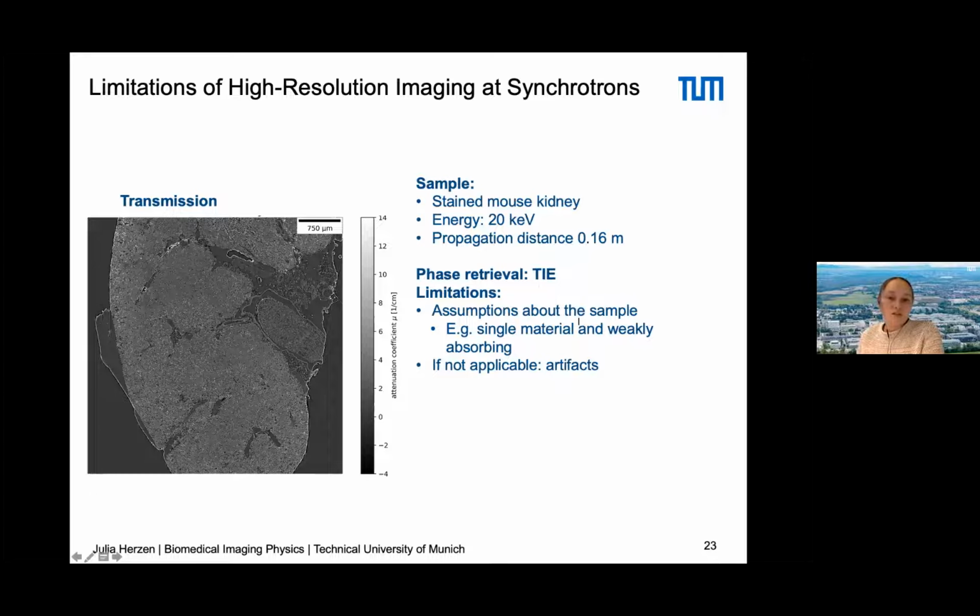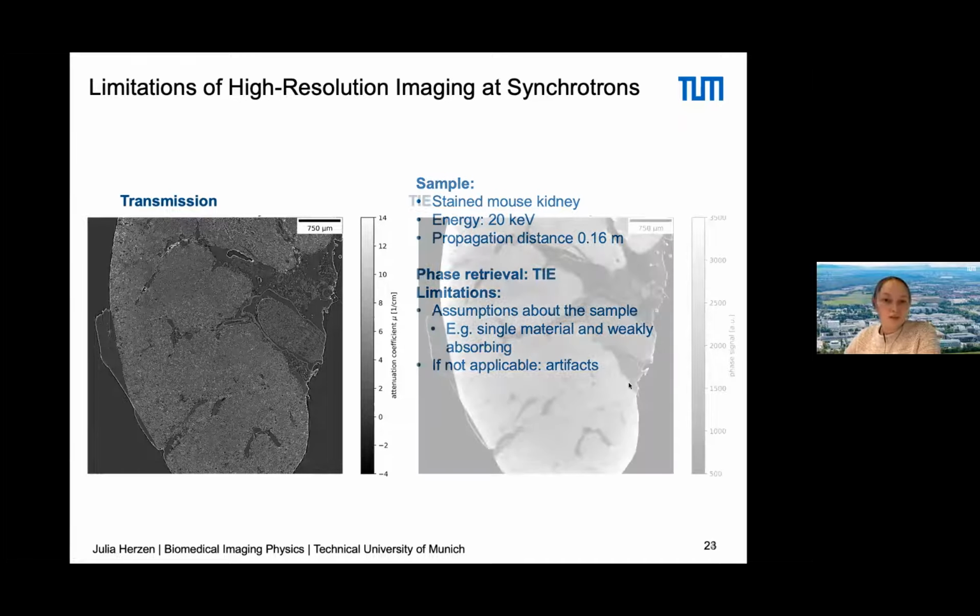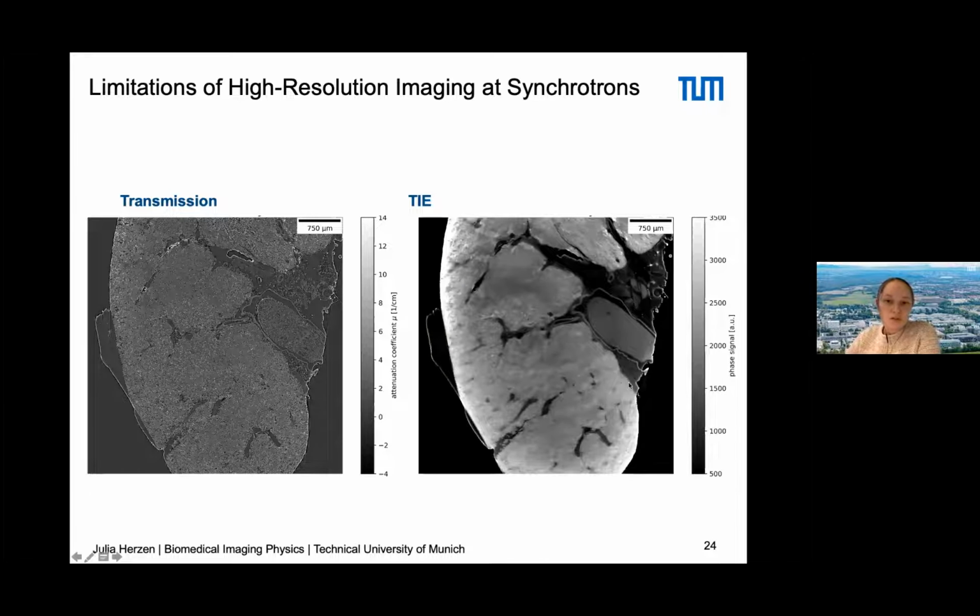There is a method called the Paganin algorithm, which puts some assumptions on your sample, mainly that it is composed of a single material and is weakly absorbing. If these two assumptions are not applicable, and in the case of a stained mouse kidney they are not, you get really severe artifacts.